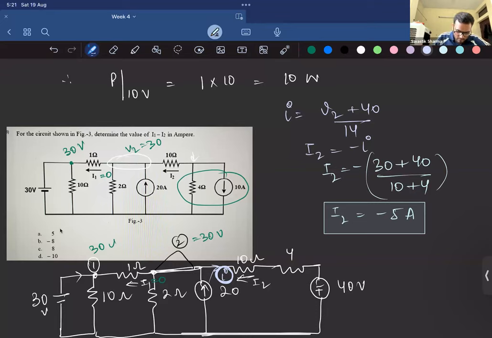Actually, we want to find the... okay. Yes, I got it. Now we are required to find I1 minus I2. This is what we are required to find. Now I1 is 0 and I2 is minus 5, so I1 minus I2 is positive 5. So the answer is A.